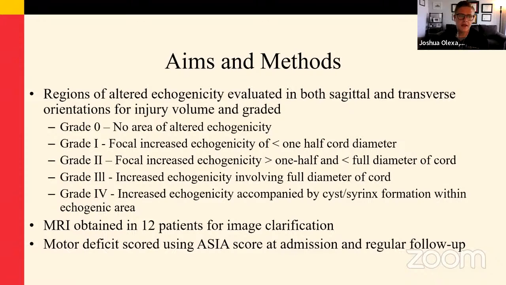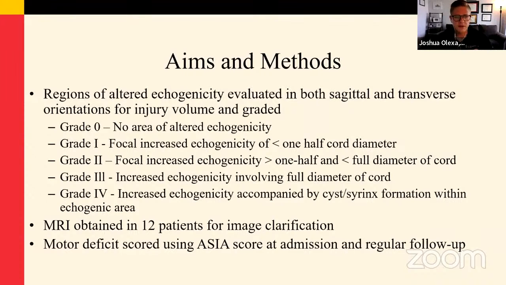And then for the intraoperative ultrasound, they posited that the regions of altered echogenicity would correlate to that injury in both the sagittal and, the way they defined the axial cuts, transverse. That seems to be another way of describing those orientations in the literature. They were able to look at the injury volume relative to the diameter of the cord, and they provided a nice, useful grading scale. It's very simple to think about for the amount of volume that it's taking up.